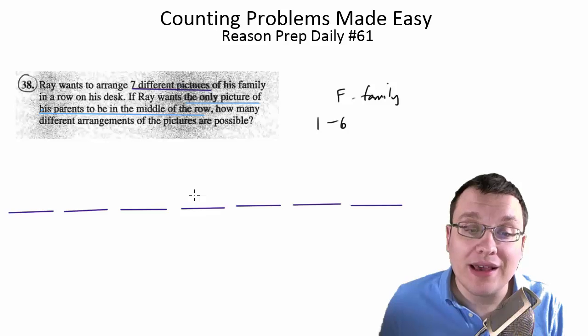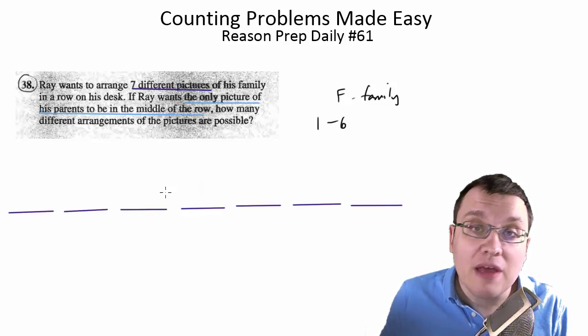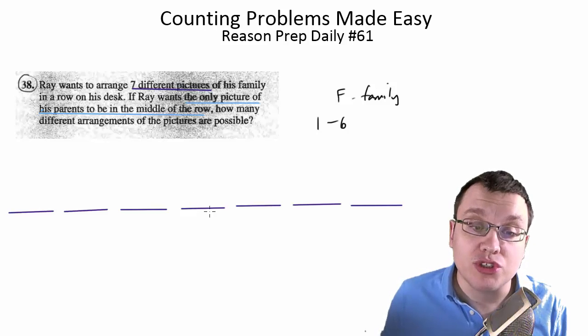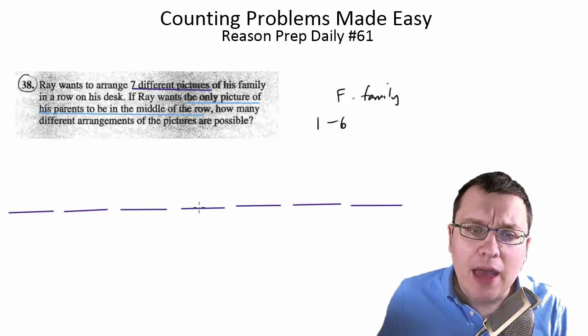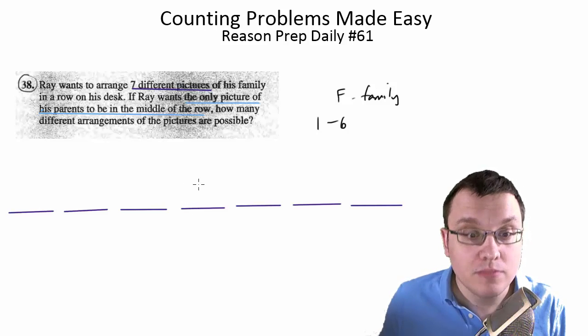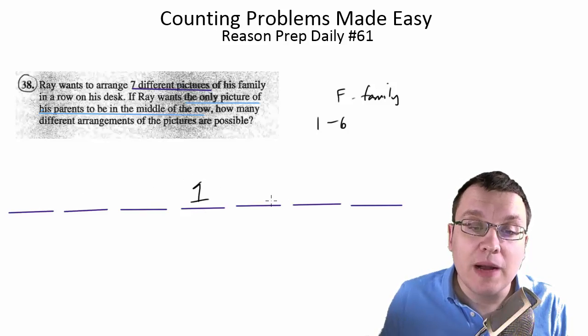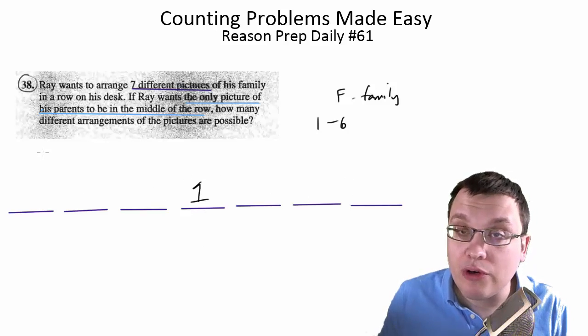So how do you reflect this in your counting method? Well, what you do is, when you're doing the line method, start with the spot that has the most restrictions, in this case, the middle spot. And we ask ourselves the same question. How many choices of pictures do I have for the spot? Well, the answer is 1, just the parents. Once you've filled in the spots with restrictions, then you can just fill in the others.